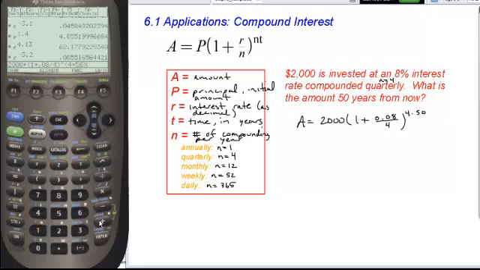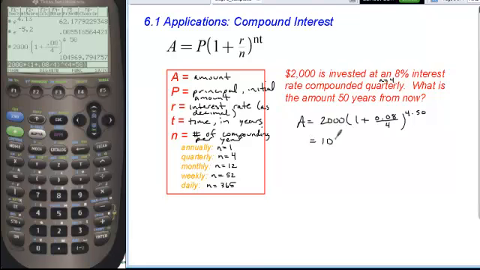And so what you see right here is you're going to wind up with an amount of $104,969.79. Okay, when you round these, please round it to the nearest cent, so 2 decimal places to represent the cents there.